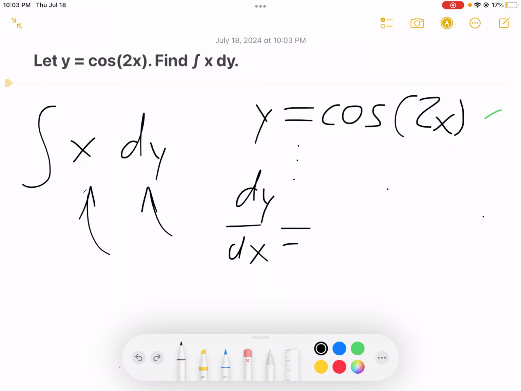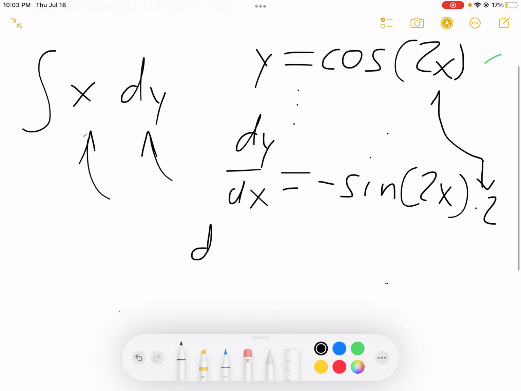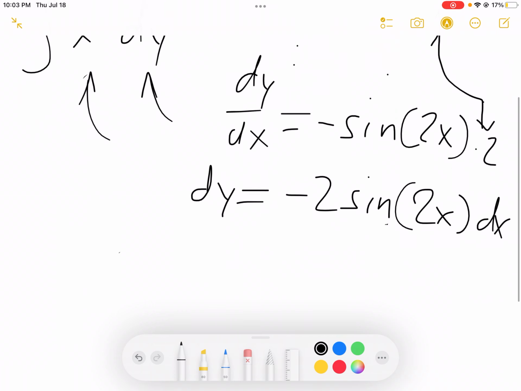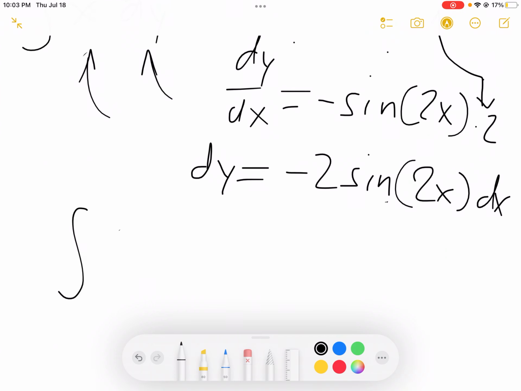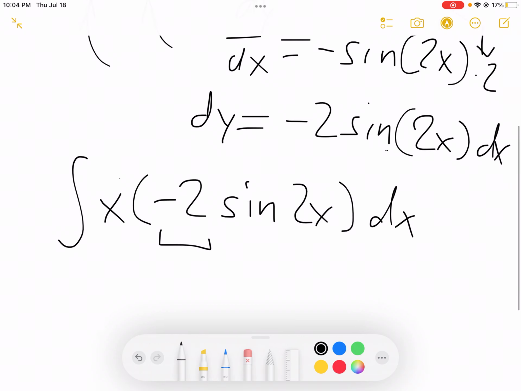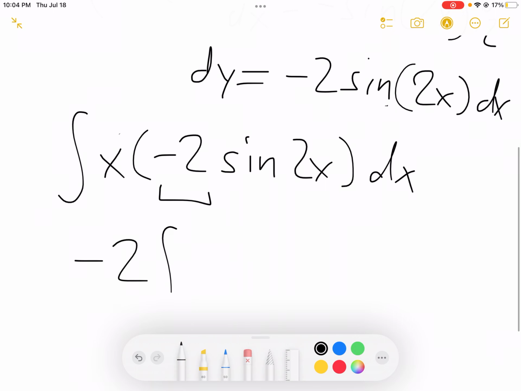Dy over dx is equal to the derivative of this, which is negative sine of 2x times the derivative of the inner function, which is 2. Therefore, dy equals negative 2 sine of 2x dx, and we can plug that into our worm to get the worm of x times negative 2 sine 2x dx. Bring the negative 2 out of the worm to get negative 2 times the worm of x sine of 2x dx.